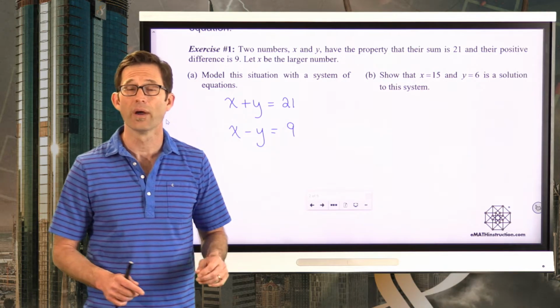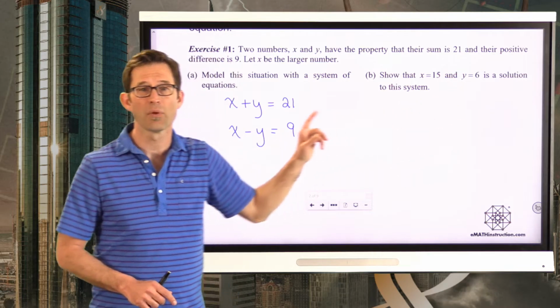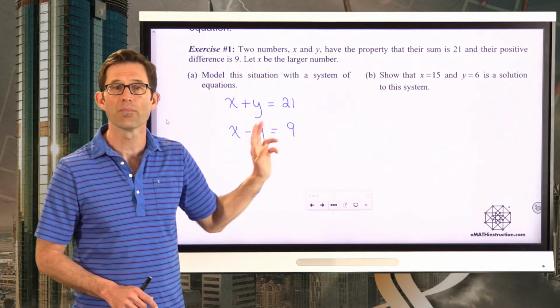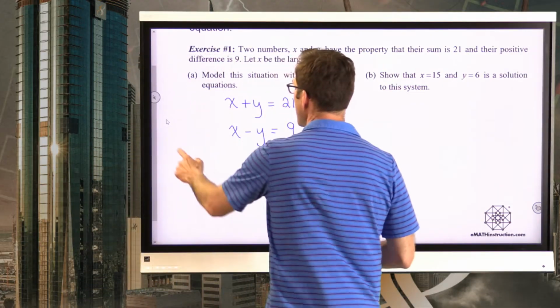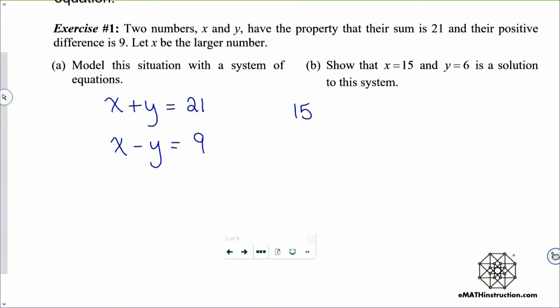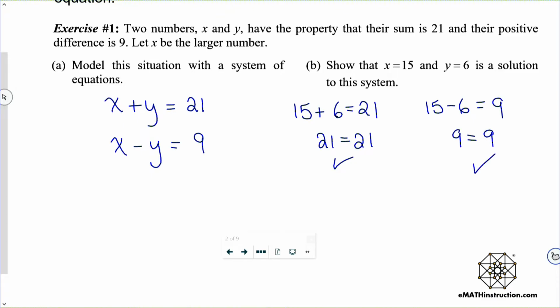All right, easy enough, right? All we have to do is take those values, plug them into this equation, make sure it's true, plug them into this equation, make sure it's true. And it's particularly easy right now, because all I have to do is do 15 plus 6 equals 21. And of course, 15 plus 6 is 21. So that one's true. And then I need to do 15 minus 6 is equal to 9. And of course, 9 equals 9. So you bet, that's a solution.